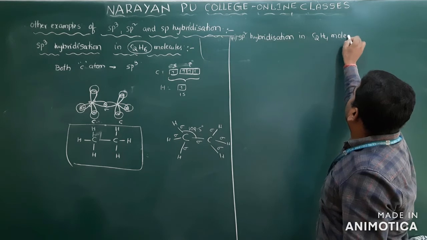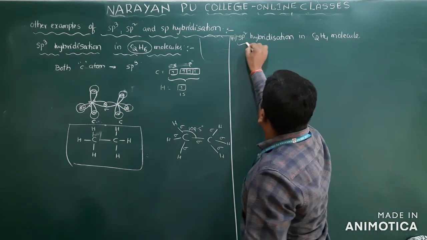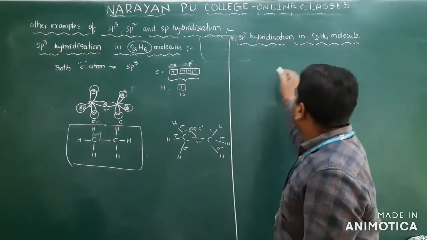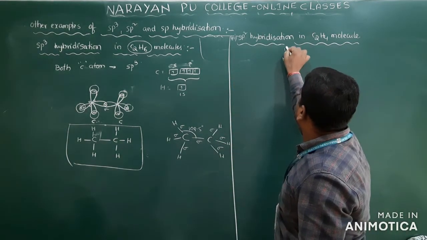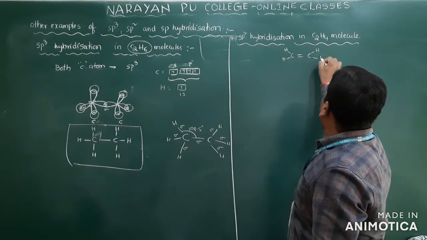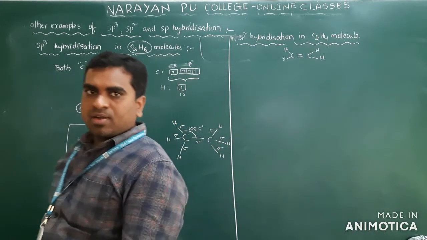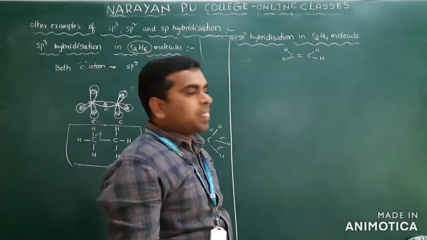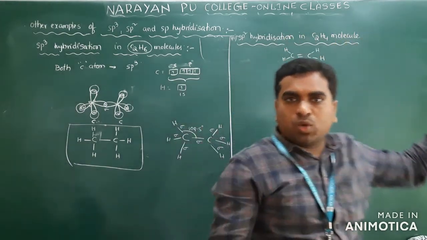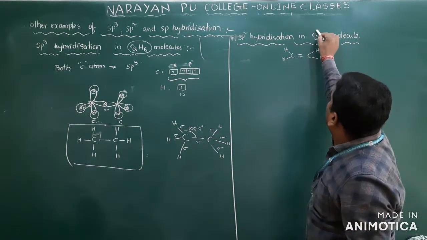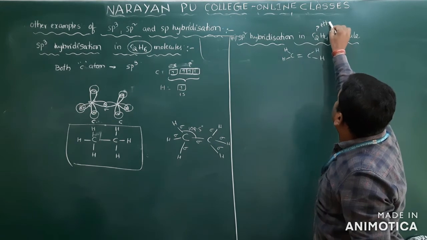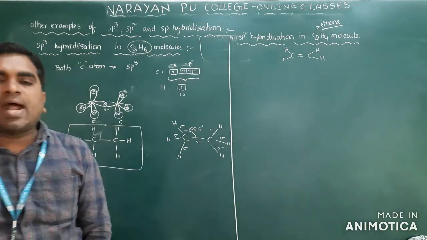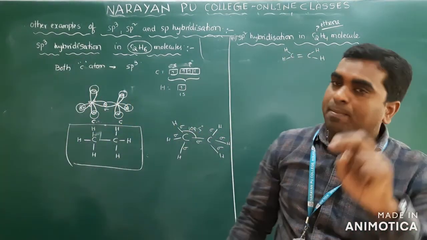What is the C2H4 molecule? Ethene. You might have studied. This is the molecule, H and H, double bond, H and H. Now we will get this picture here. In the formation of the ethene molecule, both the carbon atoms undergo sp2 hybridization.